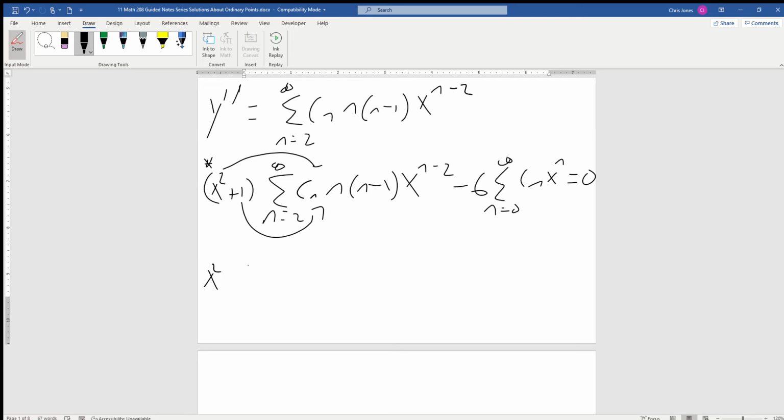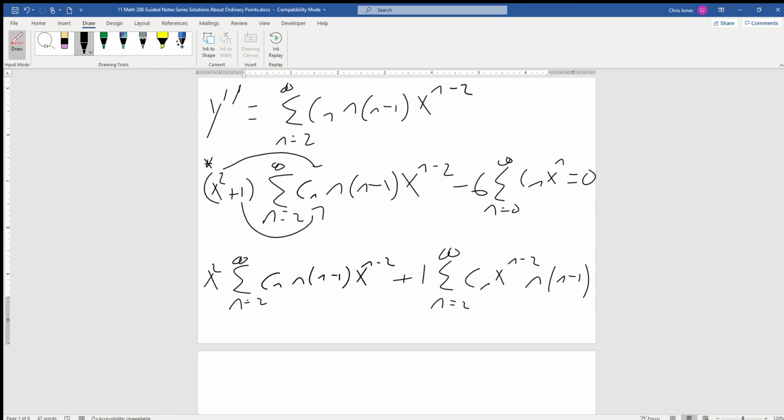So we have x squared times the series n equals 2 to infinity, c sub n, n minus 1, x to the n minus 2, plus 1 times the series n equals 2 to infinity, c sub n, x to the n minus 2, n minus 1. All right, and I didn't do that for any reason to flip those around. I was just writing, and I wrote the x to the n minus 2 first, just because that's the first thing that came to mind. And then finally, we have the minus 6 times the series n equals 0 to infinity, c sub n, x to the n, equals 0.